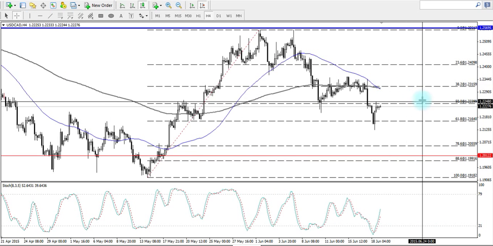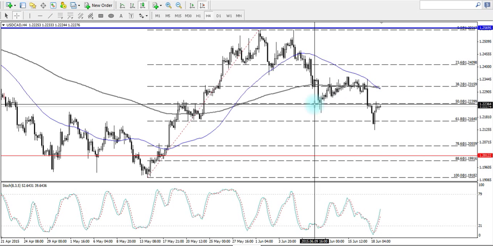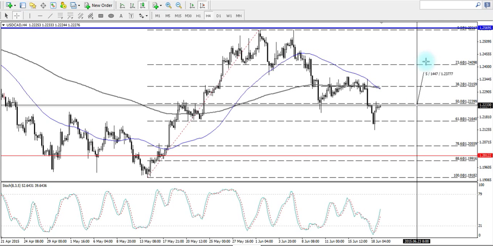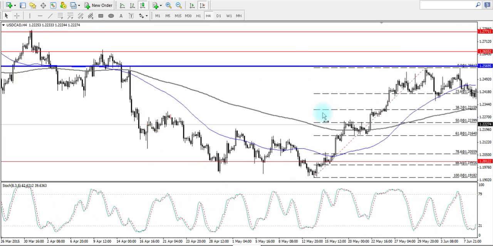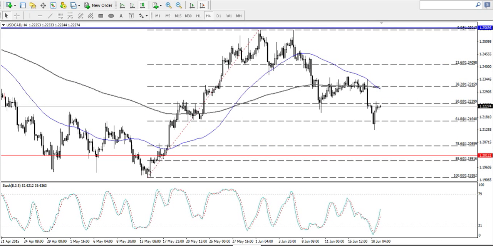Alright, and if this formation holds well, it may form another low close to this level at 1.2234, and that will be the next opportunity to go for long all the way to the previous high. Alright, somewhere at the 1.2549. So that is the dollar against Canadian dollar, and with that I've come to the end of today's trading analysis video.